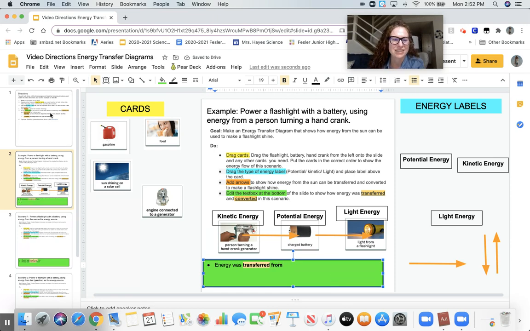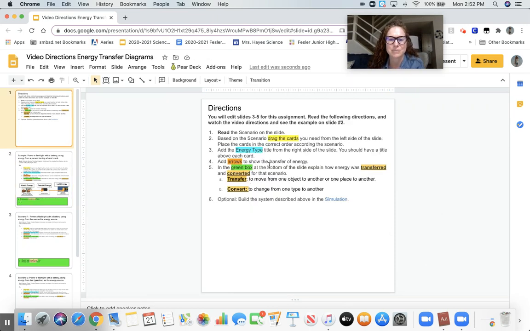All right, so then the next part is the green box at the bottom. At the bottom, we're going to explain how the energy was transferred and how it was converted. So we need to go back over those vocabulary terms. Transfer is to move from one object to another. So every time the energy is moving from one object to the next object, it's being transferred. And then convert is when the energy form itself is changing.